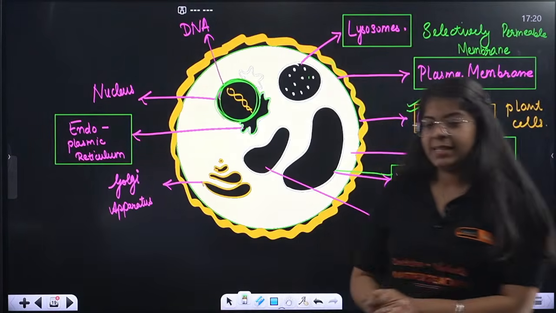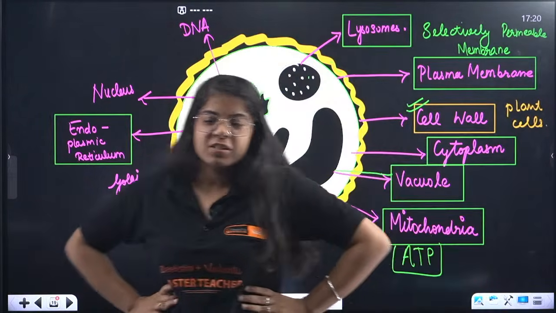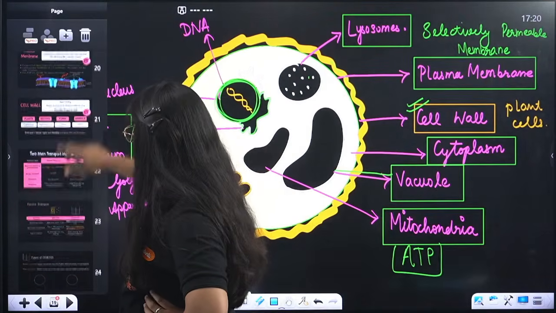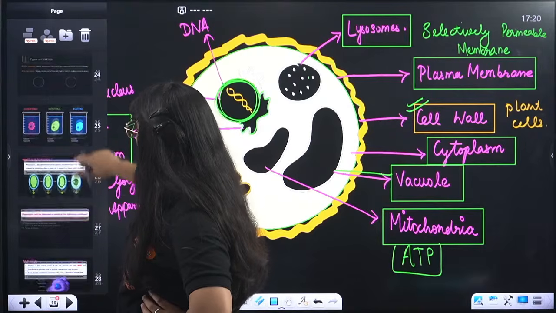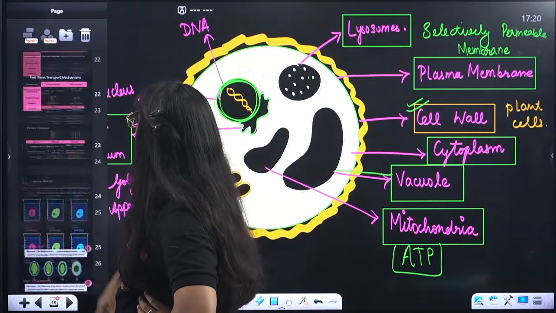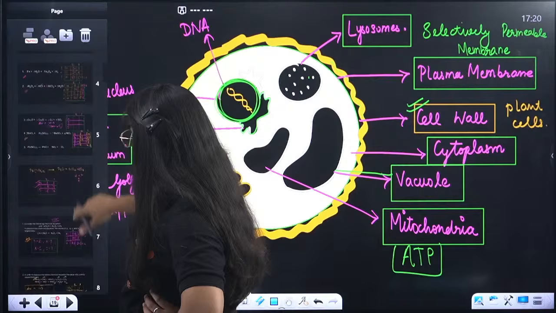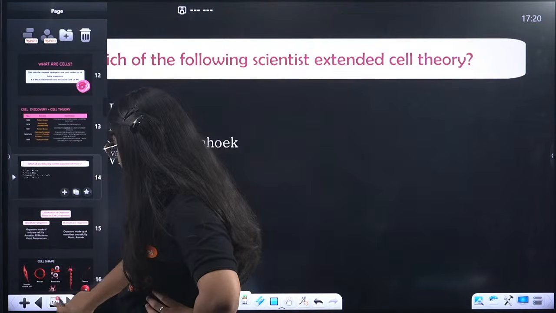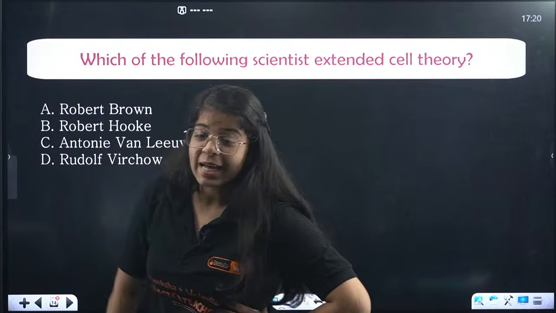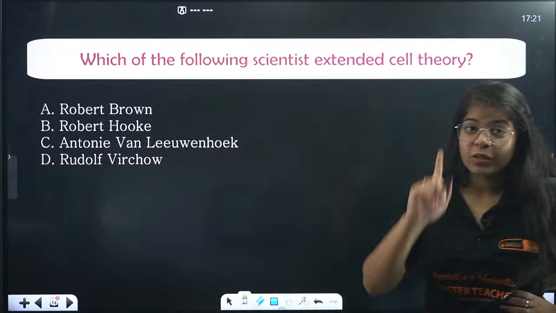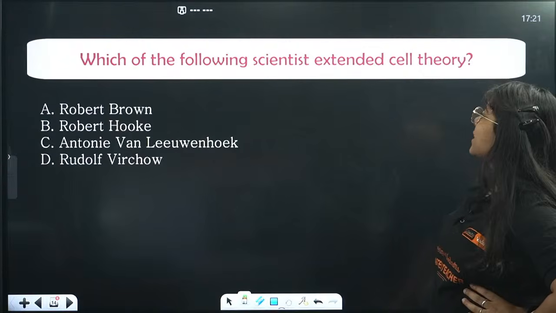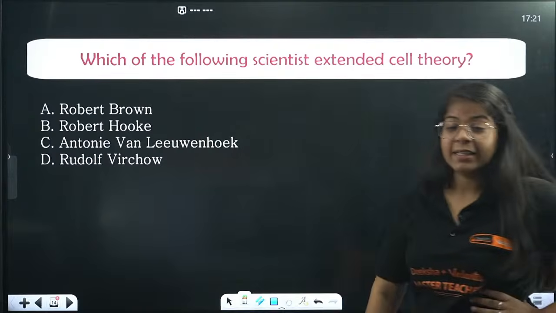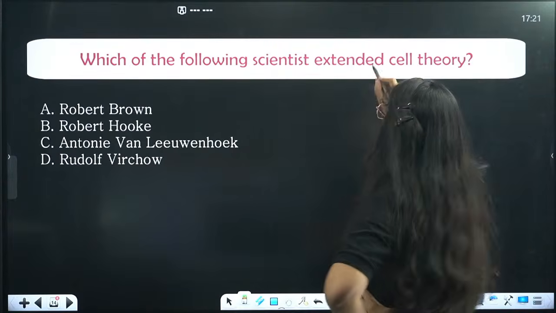Now, are all of you ready for some questions? Let's see who will give the first and correct answer. I am very much looking forward to all of you. The first question is very important, they can ask it in the exam. Which of the following scientists extended the cell theory? See the name?